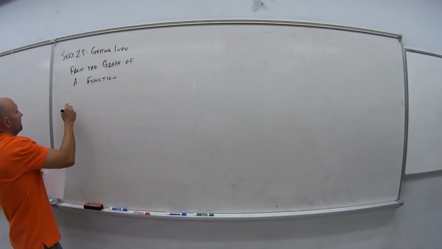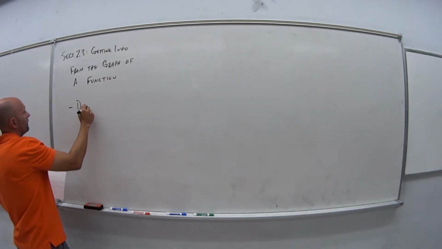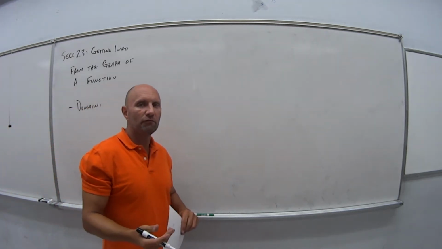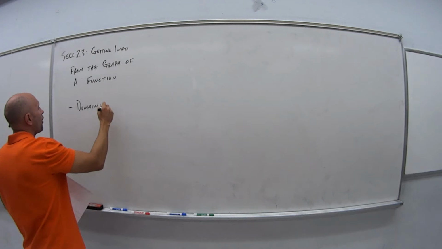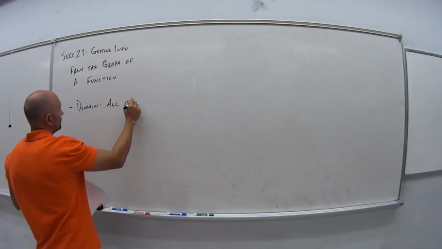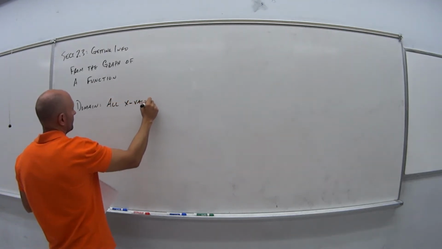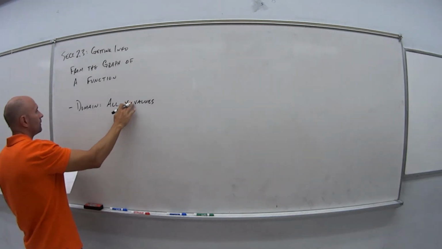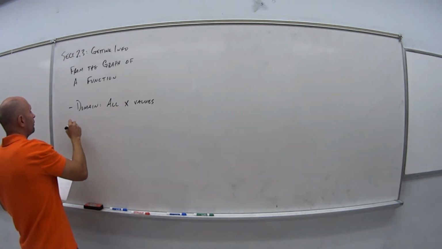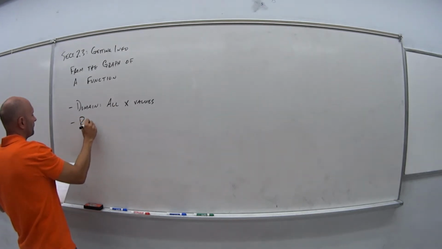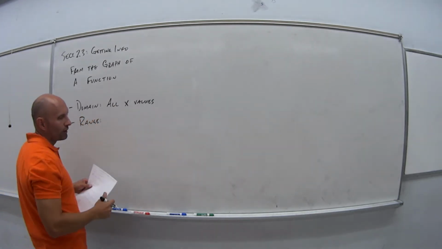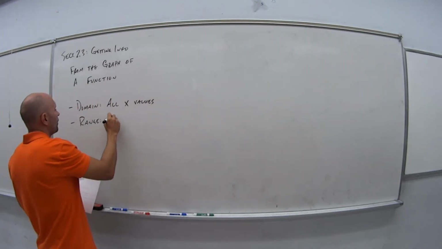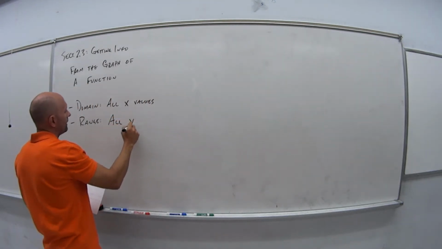So the first thing we're going to look at is domain, which is what? When we talk about the domain of a function, we talk about all the possible x values. We also have a term that's known as the range. And the range is all the possible y values.